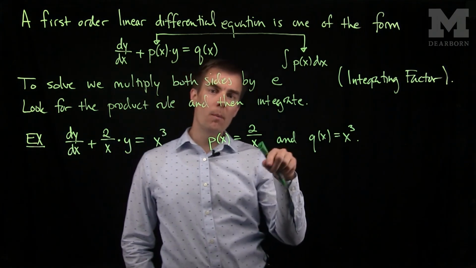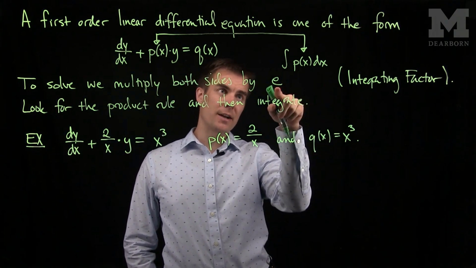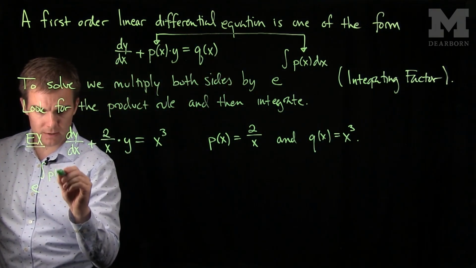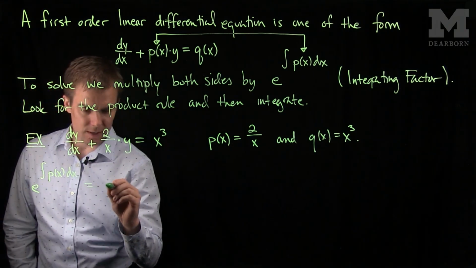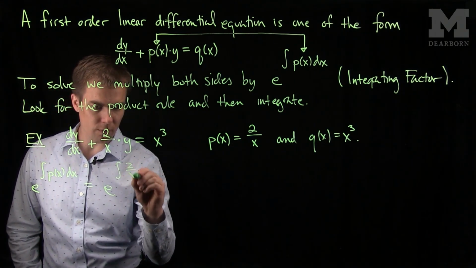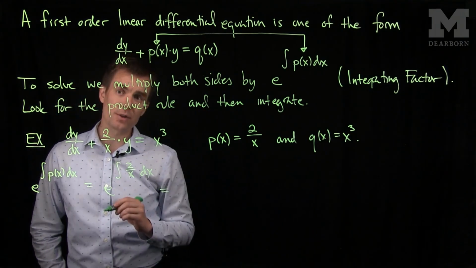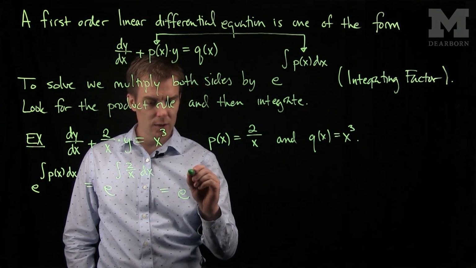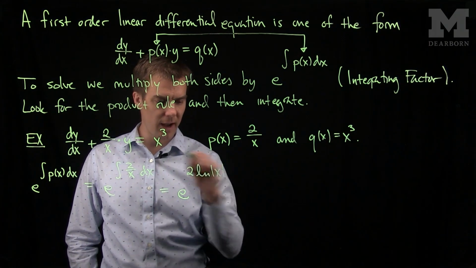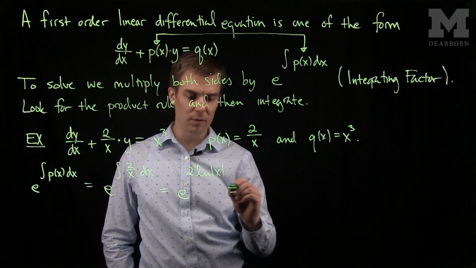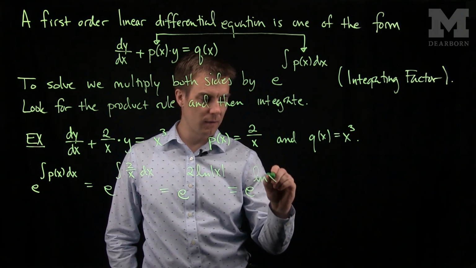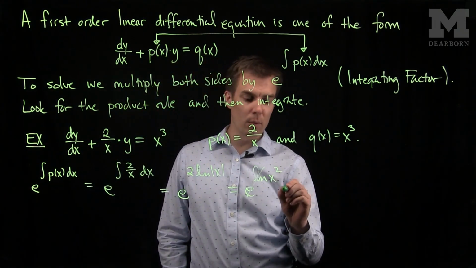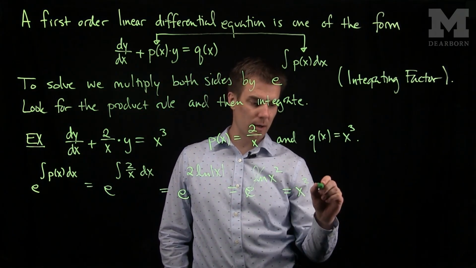Following the technique, we will multiply both sides of the equation by this factor, e to the integral of p of x dx. So, e to the integral of p of x dx, in our case, is e to the integral of 2 over x dx. An antiderivative of 2 over x is twice the natural log of x. So this is e to twice the natural log of the absolute value of x, which can be simplified using properties of logarithms to e to the log of x squared. Using the fact that e and log are inverse functions, we see that the factor we'll multiply both sides of our equation by is simply x squared.